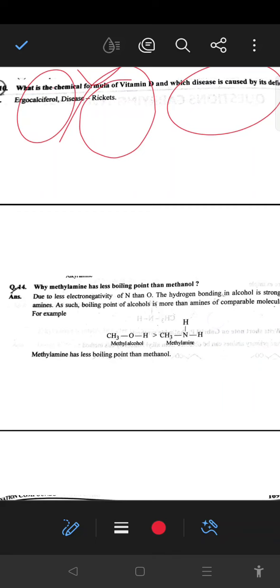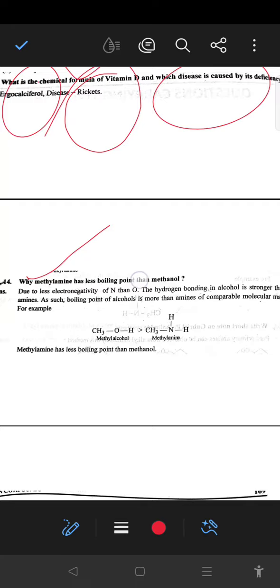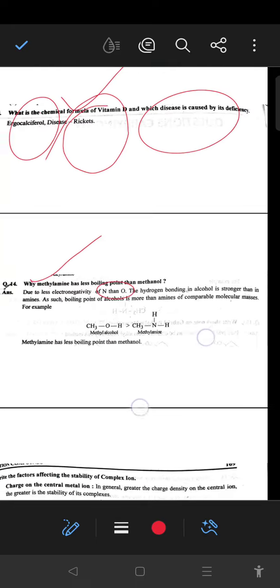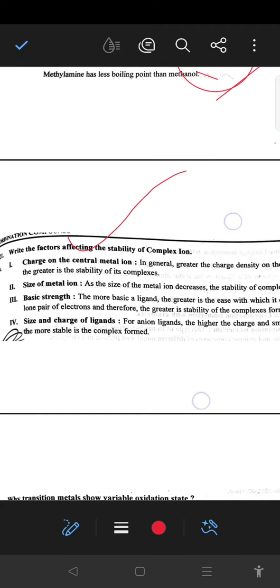ठीक है. Next, why does methylamine have a lower boiling point than methanol? So the reason is that the boiling point in case of methylamine is lower due to the lower electronegativity of nitrogen than oxygen. The hydrogen bonding in alcohol becomes stronger than in the amine. As such, the boiling point of alcohol is higher than that of an amine, ठीक है, with comparable molecular mass.